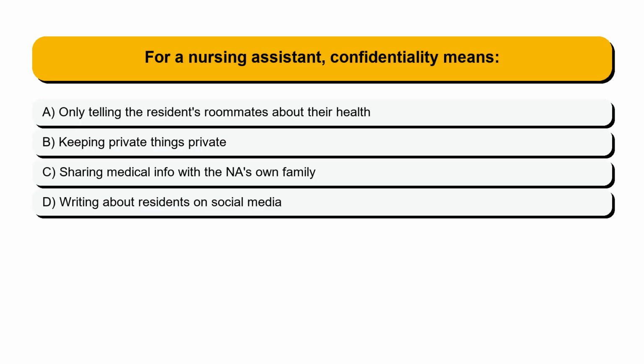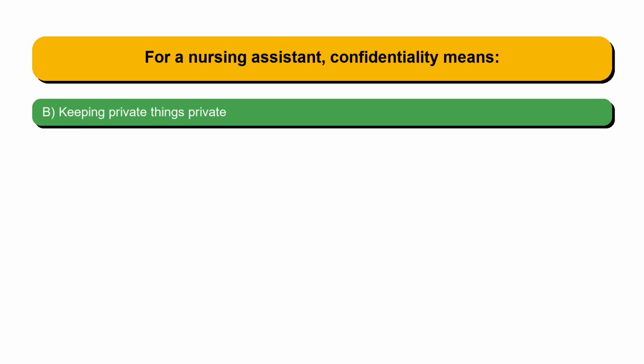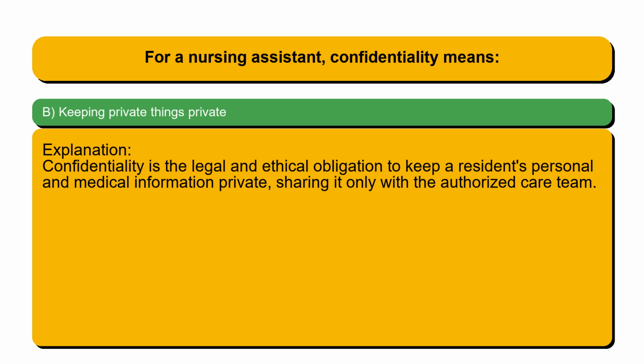Question 41. For a nursing assistant, confidentiality means: Option A. Only telling the residents' roommates about their health. Option B. Keeping private things private. Option C. Sharing medical info with the NNAAP's own family. Option D. Writing about residents on social media. The correct answer is option B. Keeping private things private. Confidentiality is the legal and ethical obligation to keep a resident's personal and medical information private, sharing it only with the authorized care team.